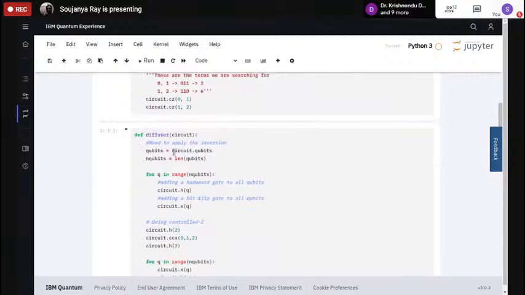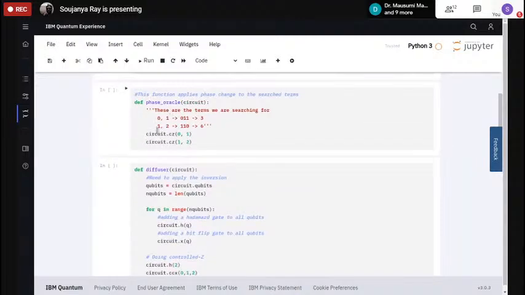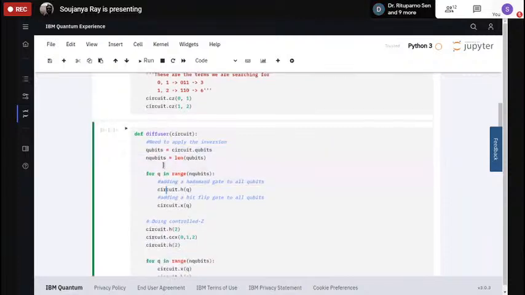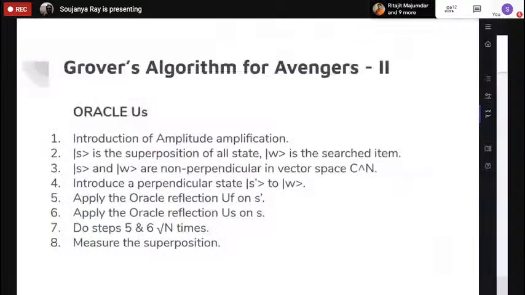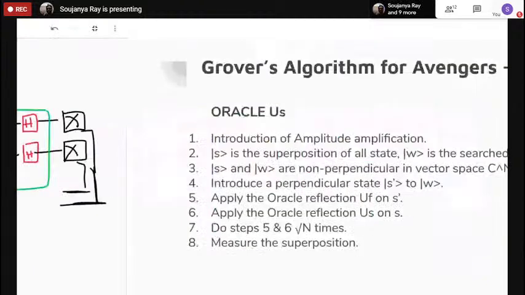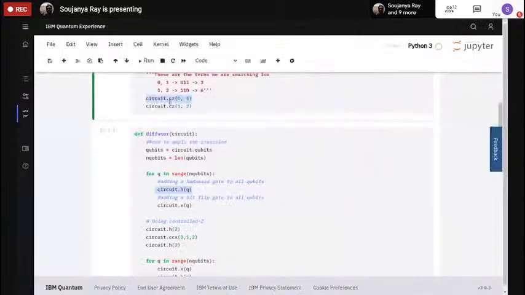Now first of all, these are functions, and we are not executing the functions here. We'll be calling the functions into the main function. So this is the diffuser function. What it does is it takes the qubit's length and it applies the Hadamard gate here, and these are the CZ gates that I'll show you here. This is the CZ gate, control Z gate, and that is what is here. These are the CZ gates.